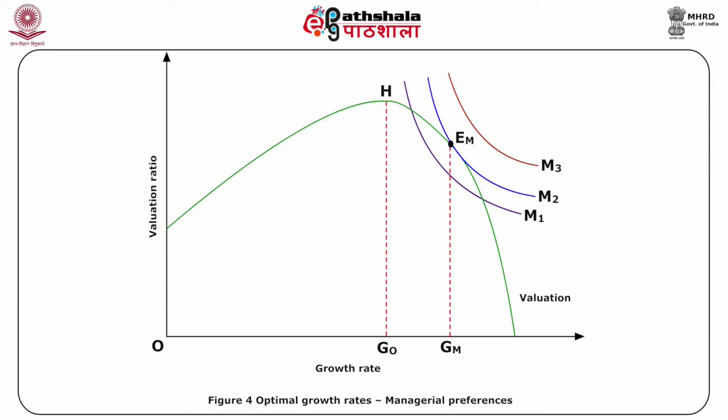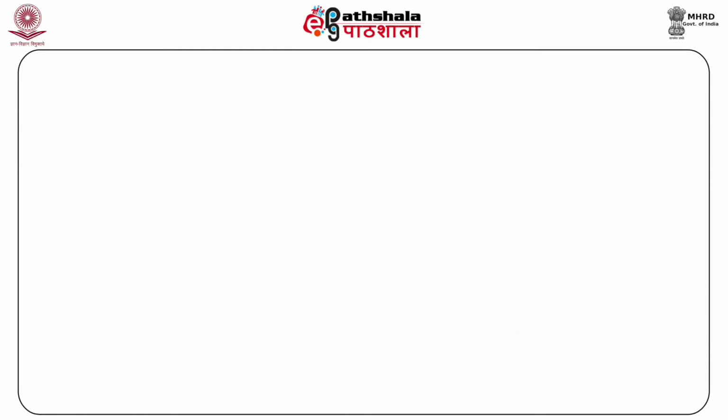The indifference lines M1, M2, M3 shown in figure 4 represent the preferences of the managers between the growth rate given on the x-axis and the valuation ratio given on the y-axis. The point of tangency EM between the managerial indifference curve M2 and the valuation curve represents the point where the utility of the managers will be maximized. The managers presumably favor higher growth than the owners, hence GO and GM, the preferred growth rates, do not coincide.